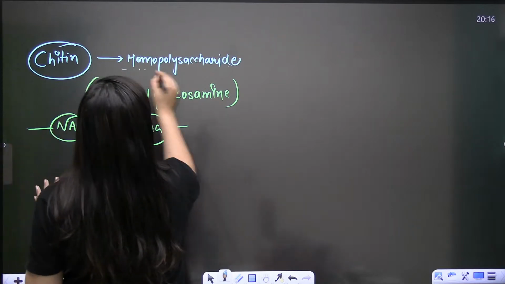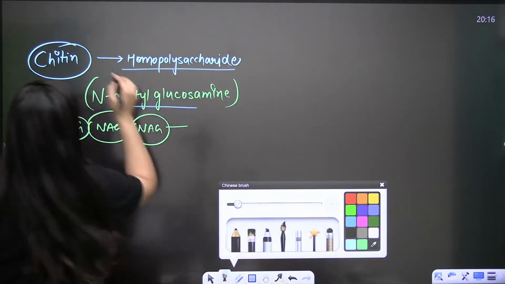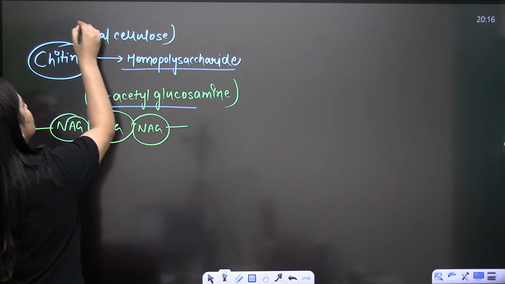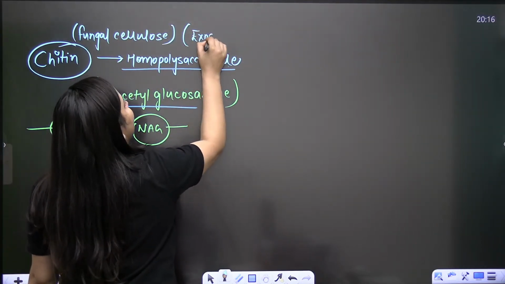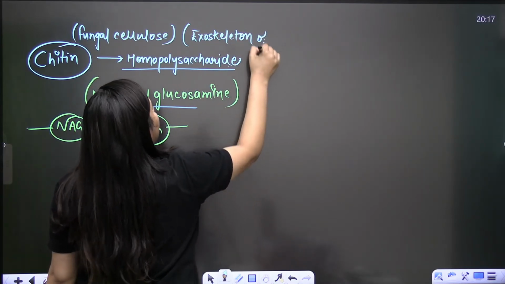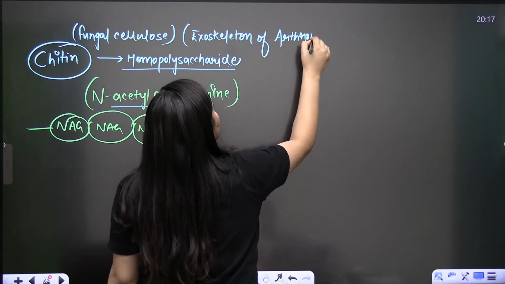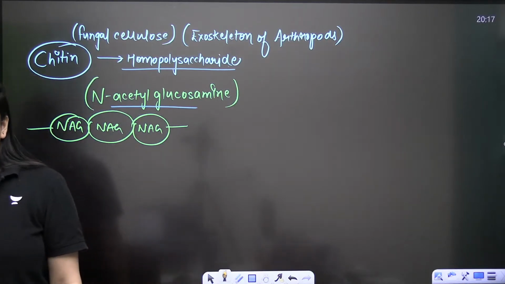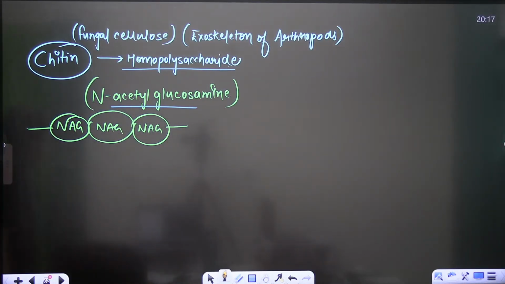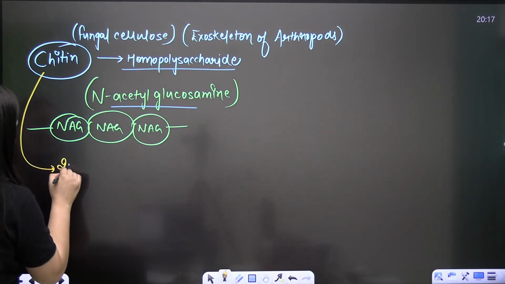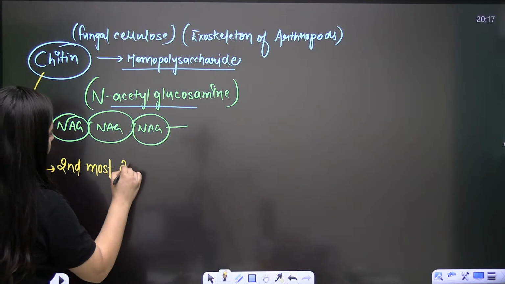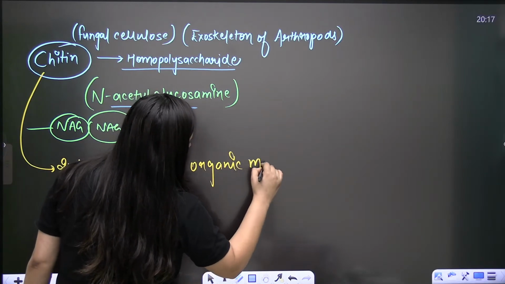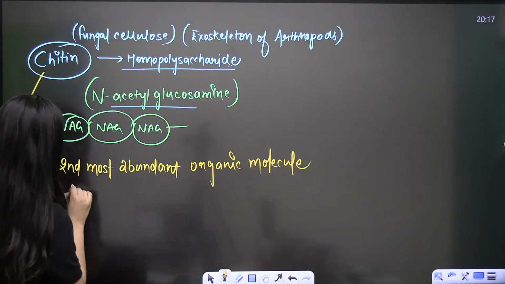As I said, it's a homopolysaccharide, and it is also known as fungal cellulose, because it is present in the cell wall of fungi, and even in the exoskeleton of insects. The exoskeleton of arthropods basically has chitin. It is N-acetyl glucosamine, and it is the second most abundant organic molecule on Earth, this chitin. The word is organic molecule. Second most abundant organic molecule on Earth.